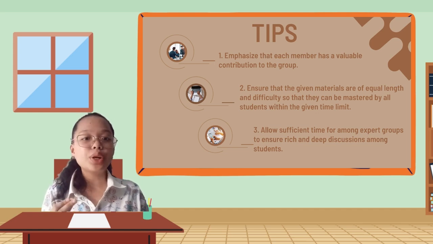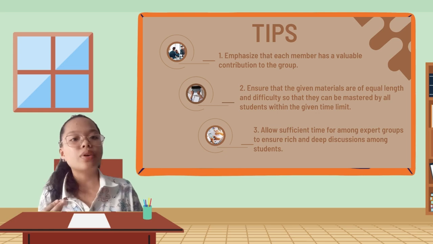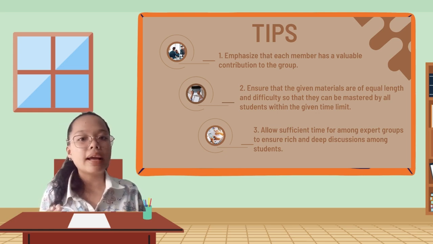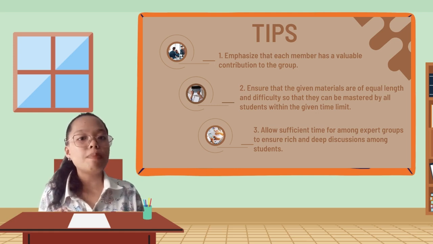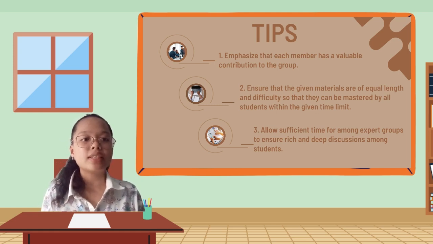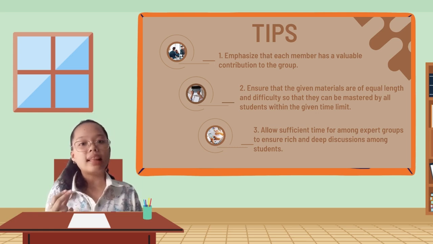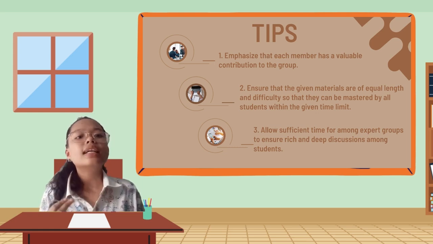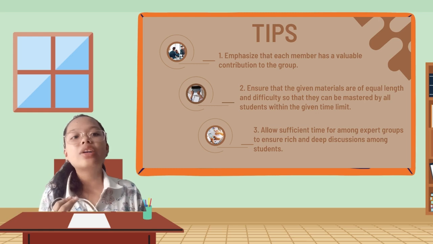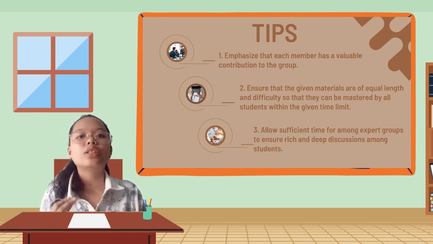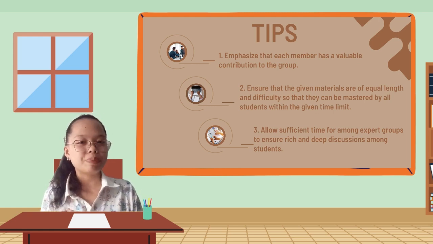Second, ensure that the given materials are of equal length and difficulty so that they can be mastered by all the students within the given time limit. If this is not possible, assign the materials based on the students' abilities. Giving activities that are equal or aligned to the students' capabilities supports their overall development, enhances their motivation and self-confidence, and cultivates an inclusive and supportive learning environment.